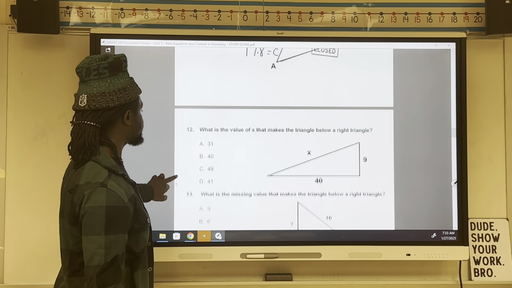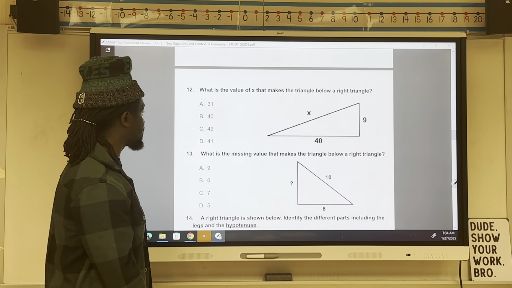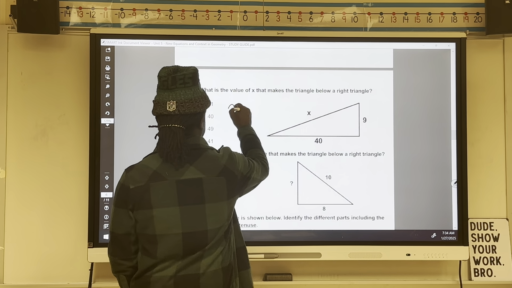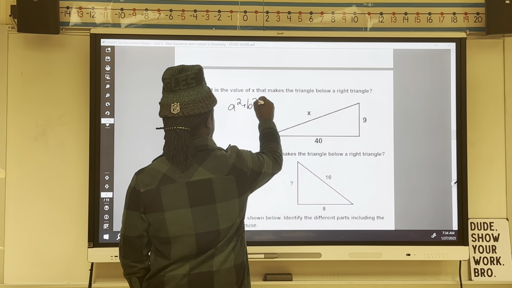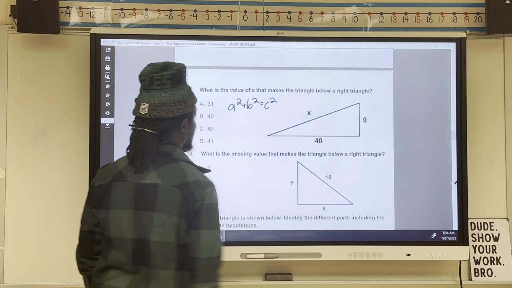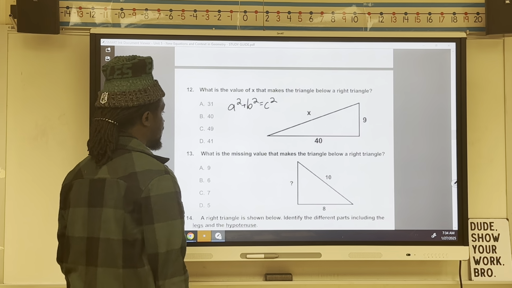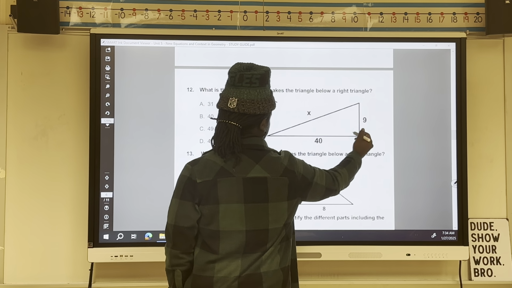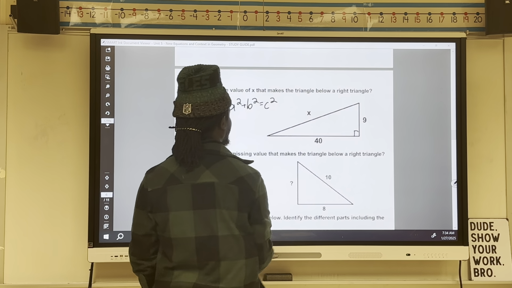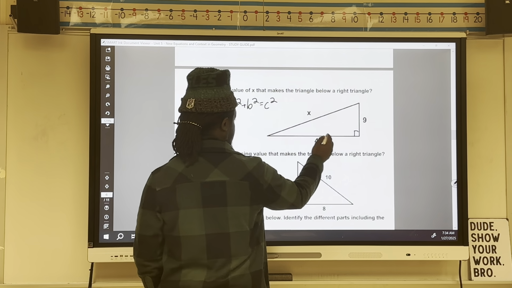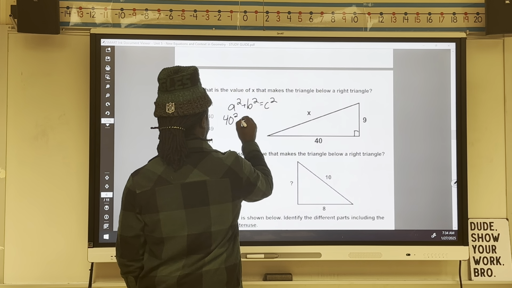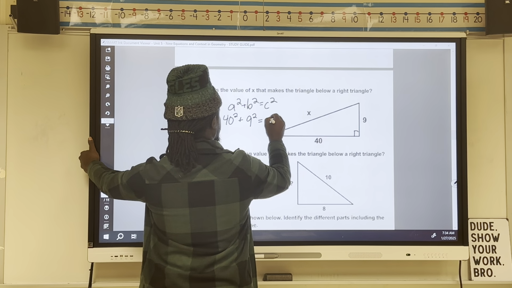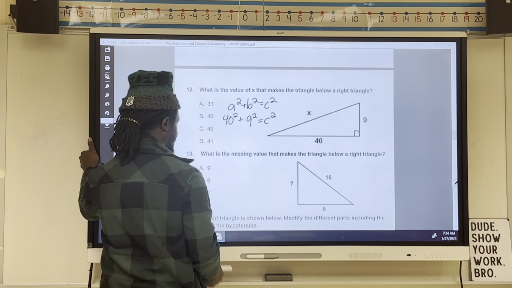All right. What's the value of X that makes the triangle below a right triangle? Okay, so right triangle, I'm using A squared plus B squared equals C squared to figure out the sides of my triangle. And I gotta figure out, do I have A and B? Well, this looks like the longest, this would be the right angle, so I'm looking for C. Okay, so this is A, 40 squared plus B, 9 squared equals C squared. Okay, that's what I'm looking for.